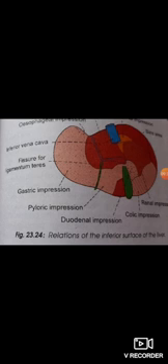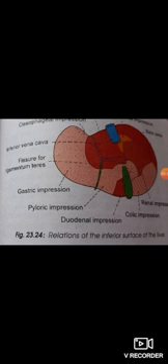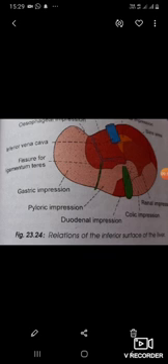Number 2. The fissure for the ligamentum teres passes from the inferior border to the left end of the porta hepatis. The ligamentum teres represents the obliterated left umbilical vein. Number 3. The quadrate lobe is related to the lesser omentum, the pylorus, and the first part of the duodenum. When the stomach is empty, the quadrate lobe is related to the first part of the duodenum and to the part of the transverse colon.